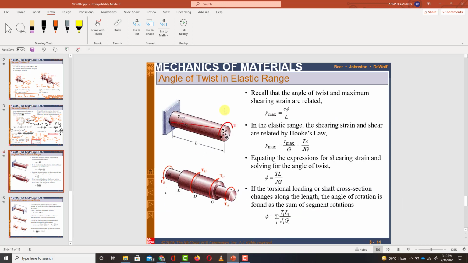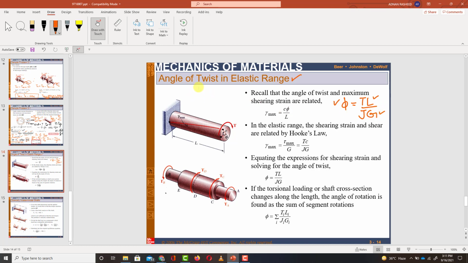Okay, let's move to another topic, that is angle of twist in elastic range. How will you find the angle of twist in elastic range? For that we have a formula, that is phi is equal to TL divided by JG. So I will show you how this formula comes out. Clear? Where T is the torque, L is the length of the shaft, J is the polar moment of inertia, and G is modulus of rigidity.